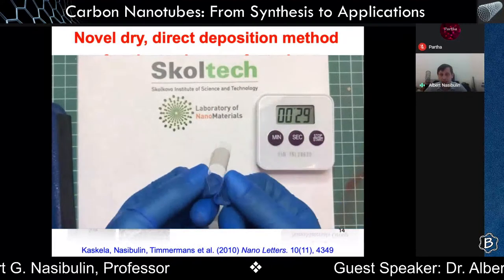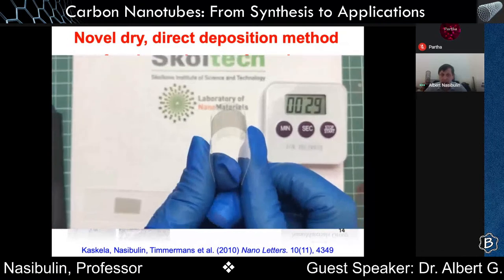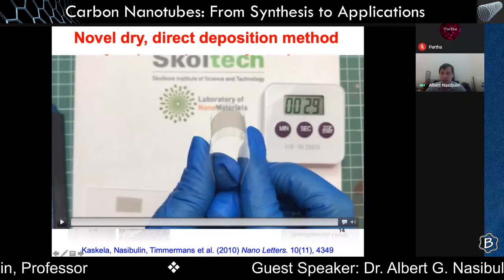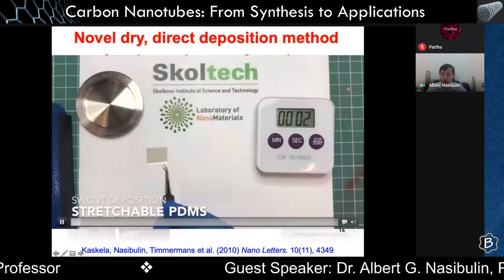So the process is very quick. It is very fast. The carbon nanotubes are high quality. You don't need to purify them, and everything is ready for their utilization.